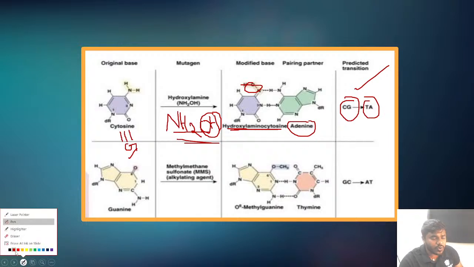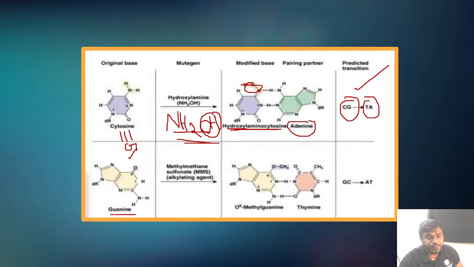Next one, friends, you can see here guanine. Guanine treated with a particular alkylating agent, we can call it MMS, methyl methane sulfonate. What do you call, friends? Methyl methane sulfonate. Upon treating with this, look into the picture carefully. This is the guanine. I have treated the guanine with methyl methane sulfonate.